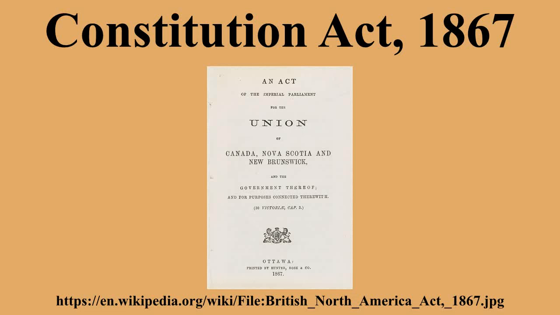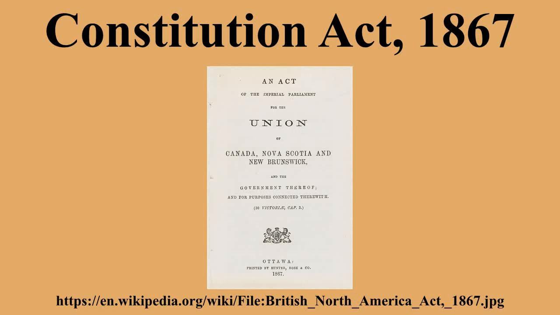It shall be lawful for the Queen, by and with the advice and consent of the Senate and House of Commons, to make laws for the peace, order, and good government of Canada, in relation to all matters not coming within the classes of subjects by this Act assigned exclusively to the legislatures of the provinces, and for greater certainty, but not so as to restrict the generality of the foregoing terms of this section, it is hereby declared that the exclusive legislative authority of the Parliament of Canada extends to all matters coming within the classes of subjects next hereinafter enumerated.